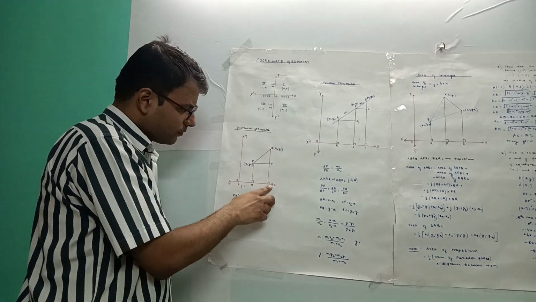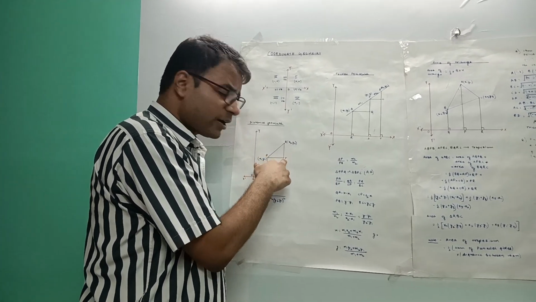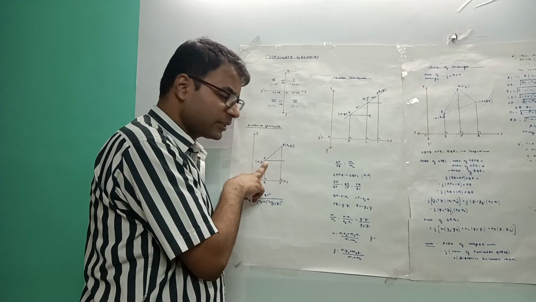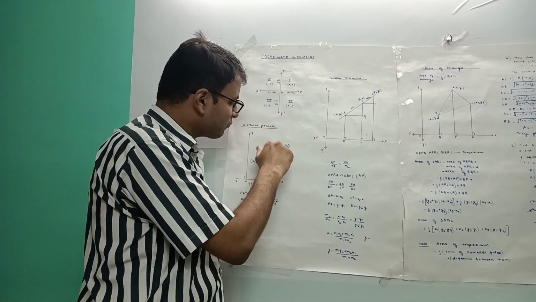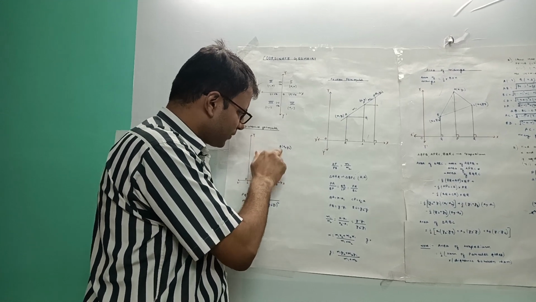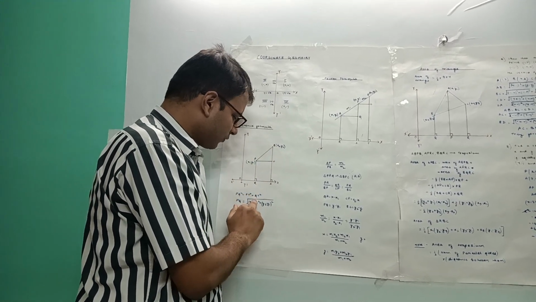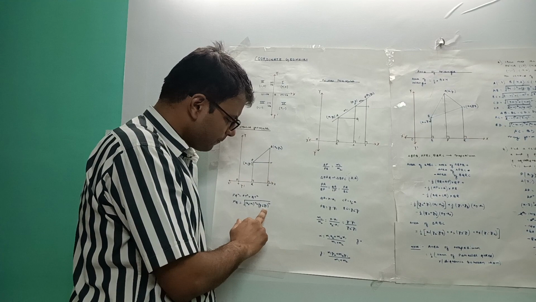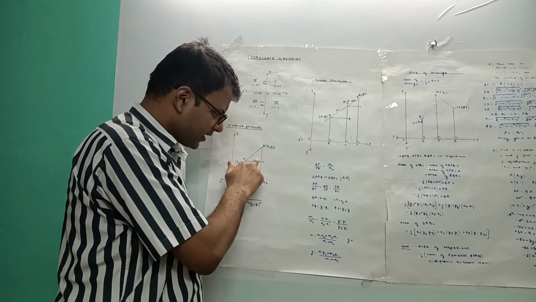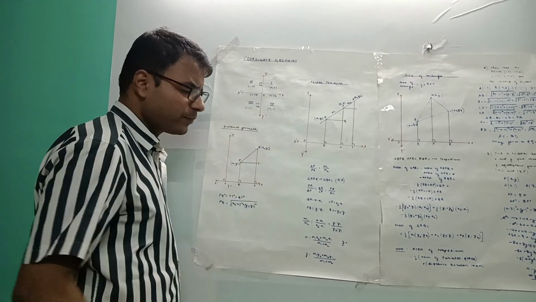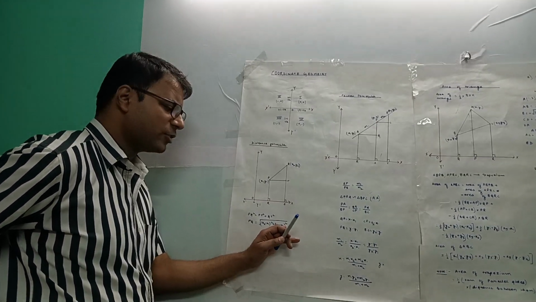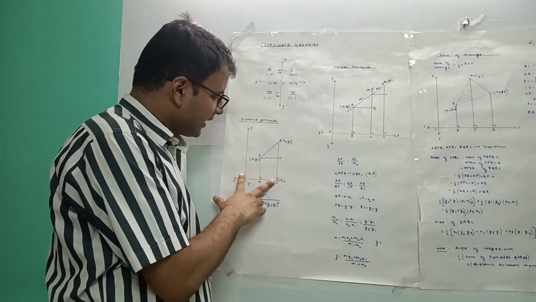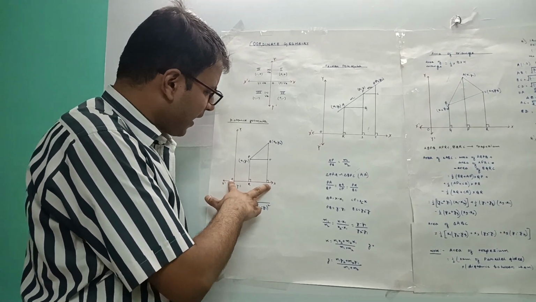PT is what? The x coordinate of T is x2 and the x coordinate of P is x1, so PT is x2 minus x1. QT: the y coordinate of Q is y2, and the y coordinate of T is y1. Clear this point? So QT is y2 minus y1. Okay, so PQ equals the square root of (x2 minus x1) the whole squared plus (y2 minus y1) the whole squared.